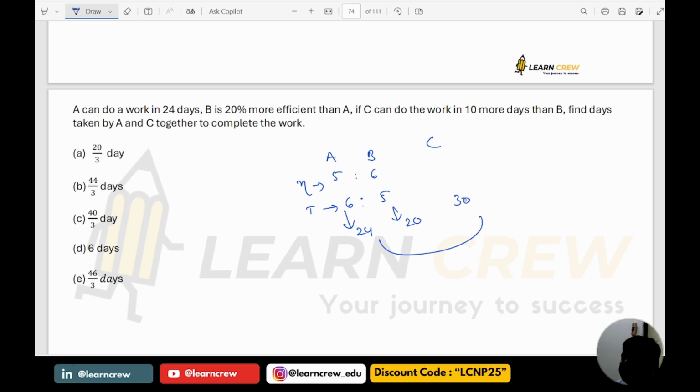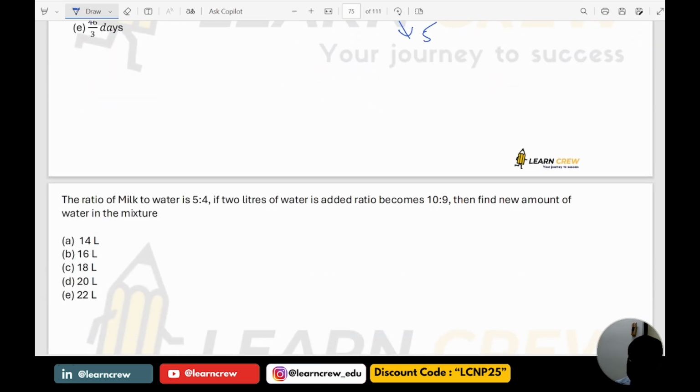So 24, 30, LCM is 120. He can do 5 in a day. He can do 4 in a day. So the total work is 120 by 9. So 3, how much? 3 3s are 9, 3 40s are 120. So it is 40 by 3 days. 40 by 3 days. Next question.